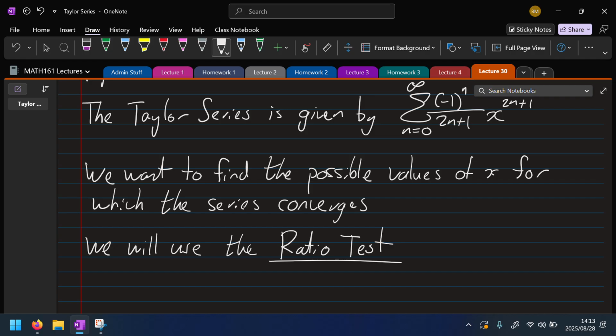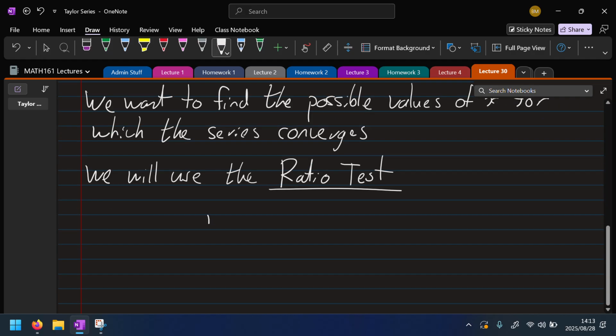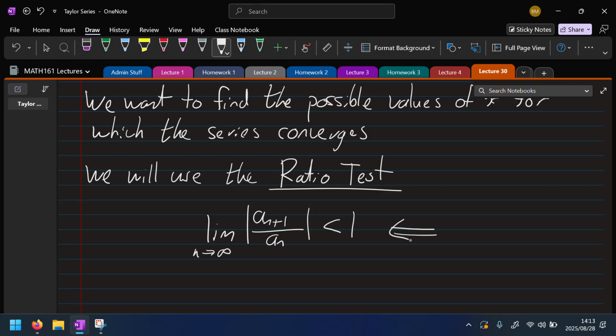When it's less than 1, exactly. So we're going to have the limit as n goes to infinity of an plus 1 over an must be less than 1. If it's less than 1, it converges. If it is outside of that, it does not converge. Okay, so we want to find the x values for which it converges, so we force the limit to be less than 1.